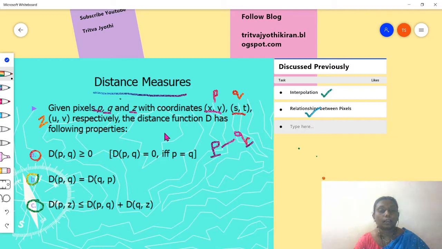Now we have a function which measures the distance, that is represented with the letter d. So the distance function is d. This distance measure function has 3 properties.